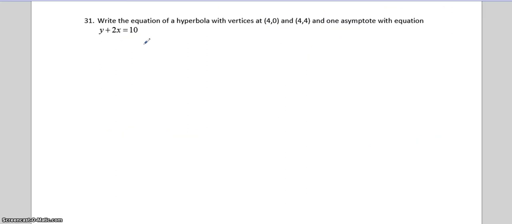So number 31 here, this is our standard write the equation of a conic type problem given some information. We have a hyperbola. So the thing I always like to do on these first actually is just make a really quick sketch to see what's going on here. So let's just do that. The vertices are at 4, 0. So 1, 2, 3, 4.